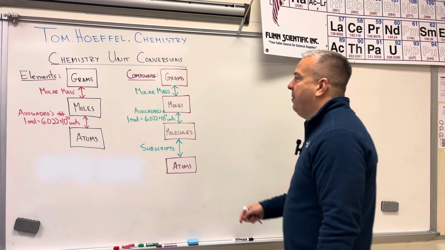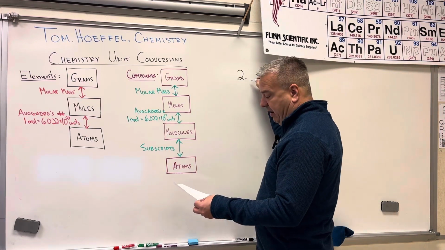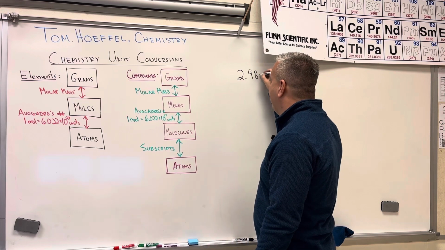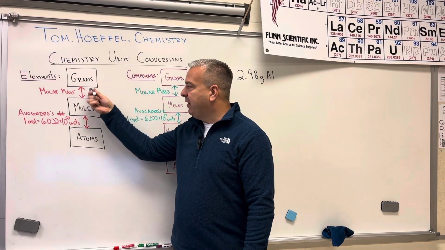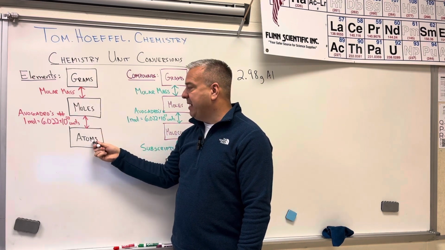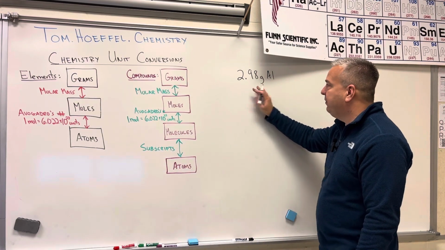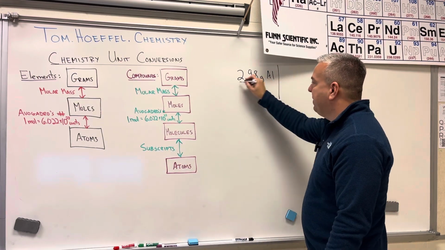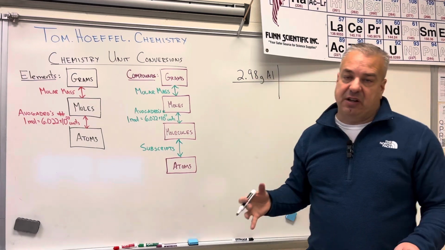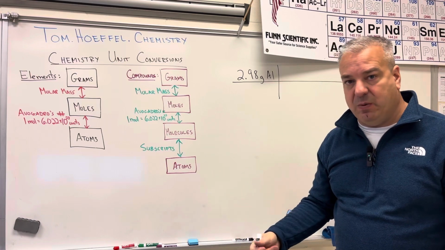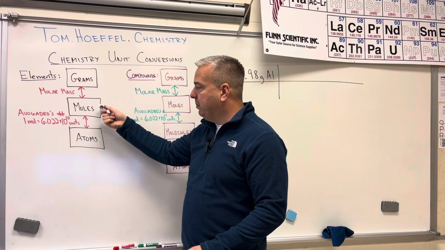Let's say I'm doing a problem, or in a lab really, where I'm given 2.98 grams of aluminum. And I want to either figure out how many moles that is or how many atoms there are. Well, I would take that 2.98 grams of aluminum and I would set it up in my dimensional analysis, or what I like to call train tracks. And we're just going to do the same thing that we did when we converted kilometers to meters. We're going to do the same thing with grams to moles to atoms.